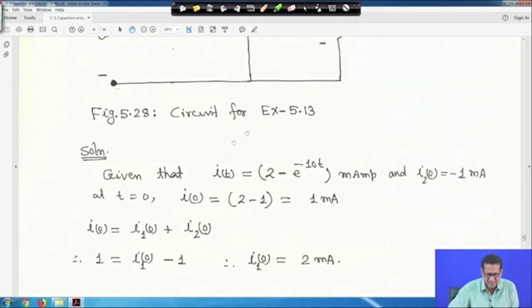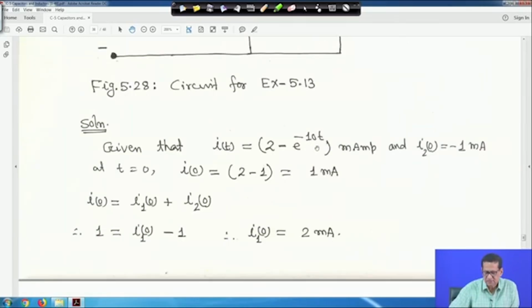In this case the circuit is given that i(t) is equal to 2 minus e to the power minus 10t milliampere, and I2(0) is given as minus 1 milliampere. Now at t is equal to 0, you put it in this expression and you will get i(0) is equal to 2 minus 1, so 1 milliampere.